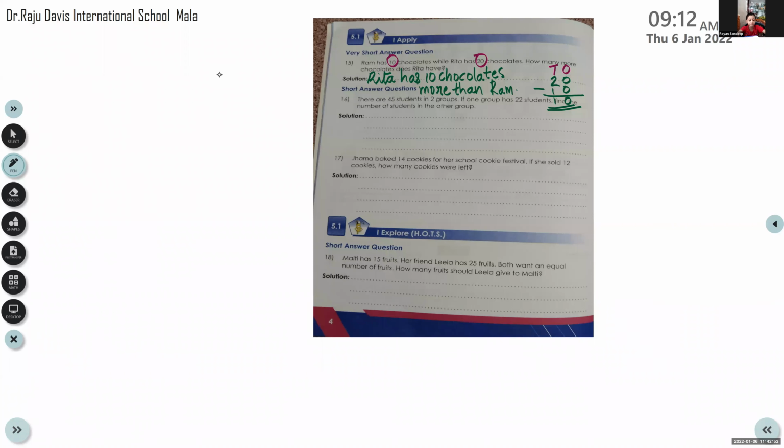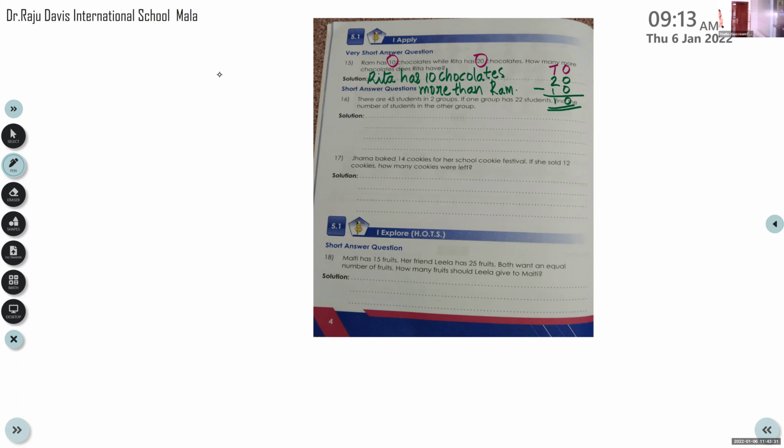Okay, now please listen here. Let's see once again the question. There are 45 students in two groups. In the class itself, sometimes the teacher will divide the students into different groups. So here the teacher divided the students into two groups. There are 45 students in two groups. If one group has 22 students, we have to find the number of students in the other group.